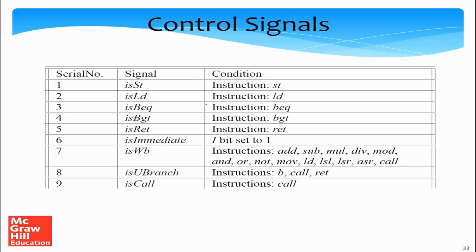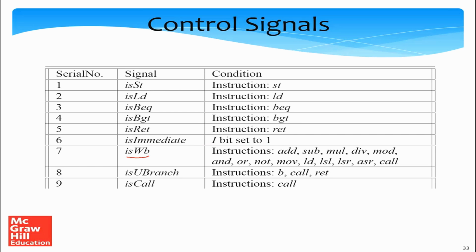So let's look at the conditions of these control signals. This list contains all the control signals that we have seen in the past few slides. So we have seen is store, the condition when the instruction is a store. Similarly, is load when the instruction is load, is B, Q, BGT, ret. Is immediate is set to 1 when the I bit in the instruction is set to 1.